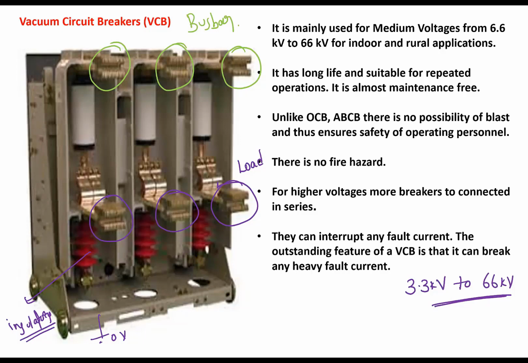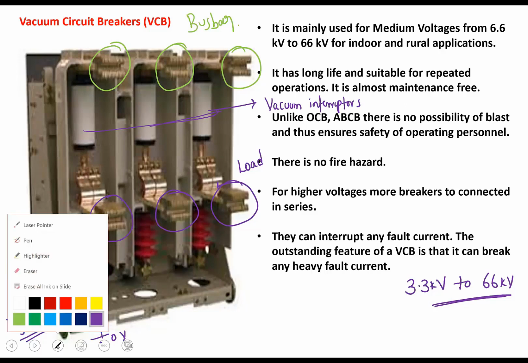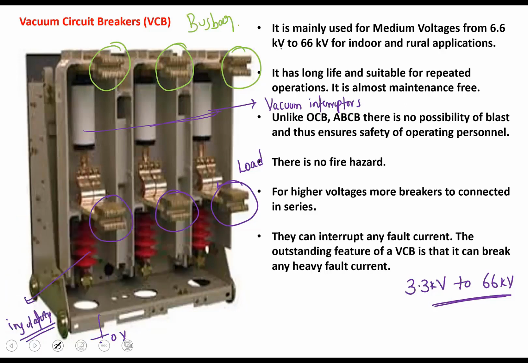These three are the vacuum interrupters. Inside them, the fixed and moving contacts open and close. The vacuum circuit breakers are mainly used for medium voltage applications, from 6.6 kV. Even we can make it for 3.3 kV, from 6.6 kV to 66 kV.